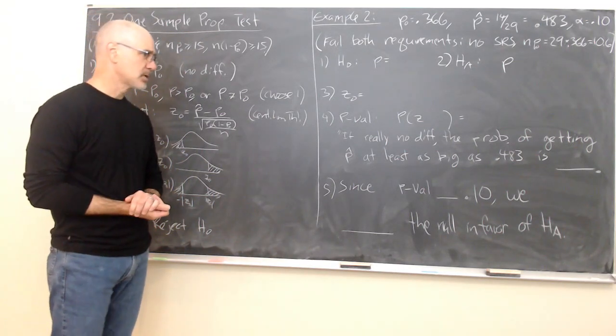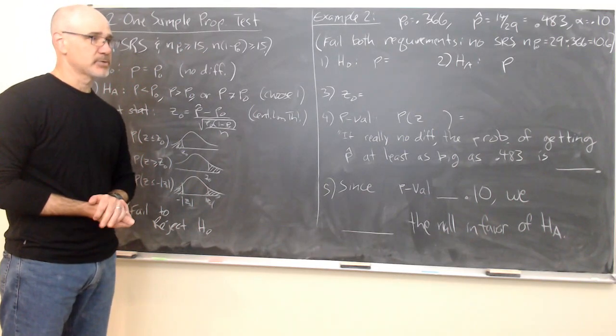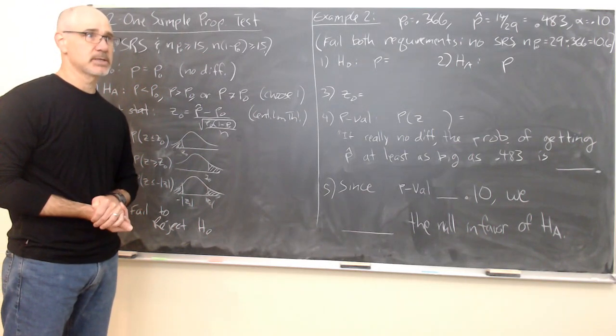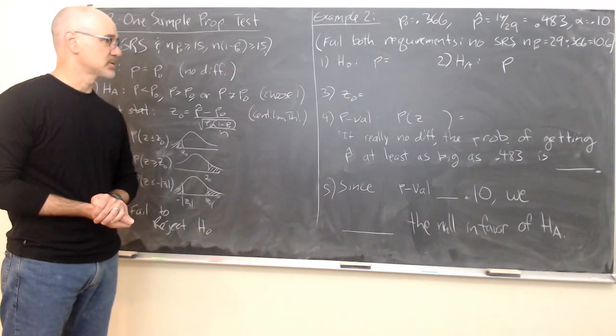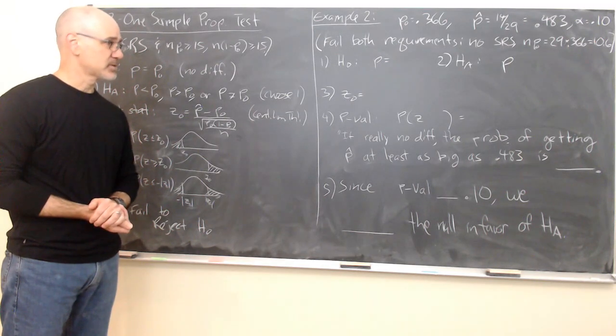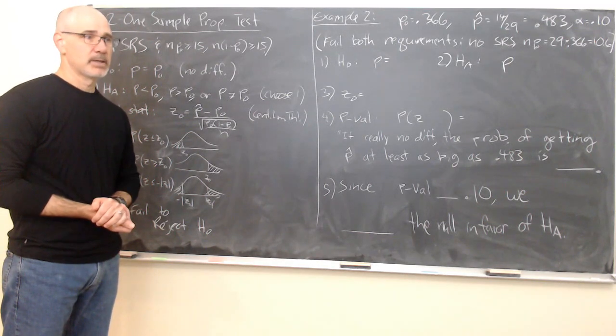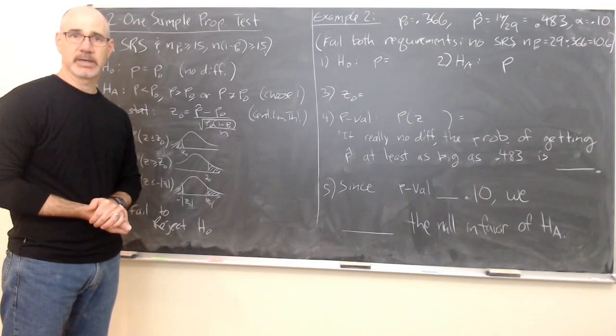So the first statistical test that we encounter is when we are testing a population proportion. We're going to use one sample, so it's called a one sample test for population proportion. And we're going to walk through the setup and then an example in this video.